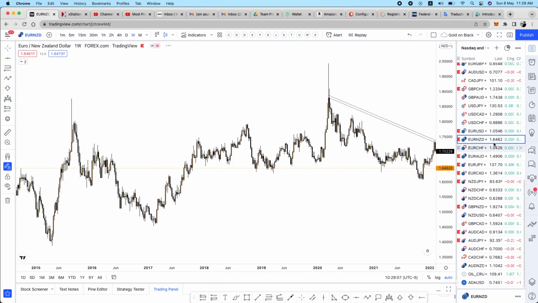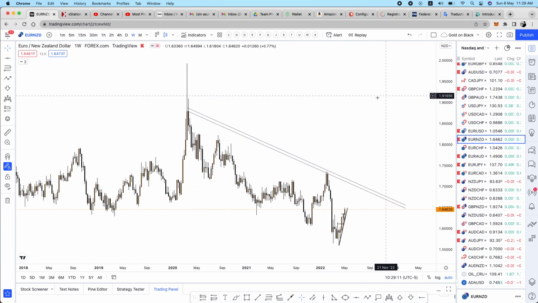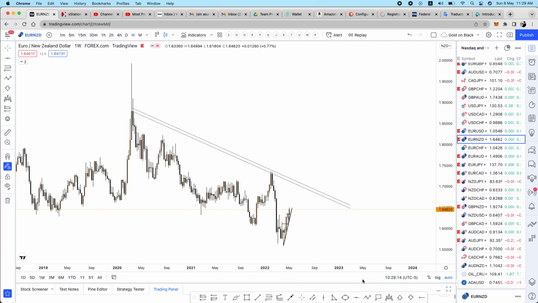Let's go to another pair, for example, here. This is the Euro NZD, right? So let's see where the market is right now. I'm going to go with the horizontal line. Let's see where the market is right now.